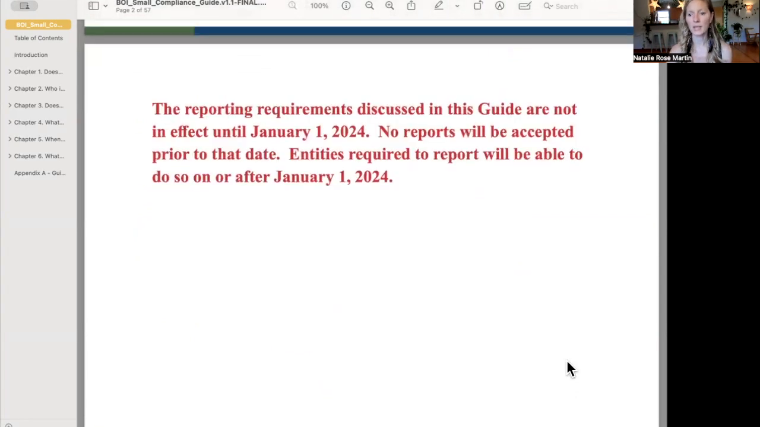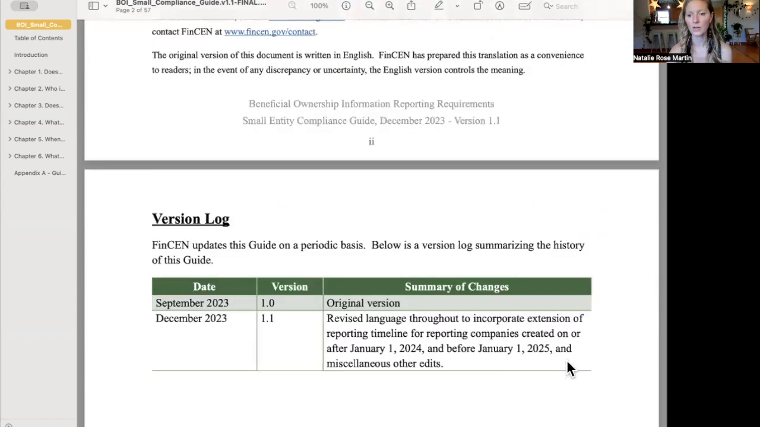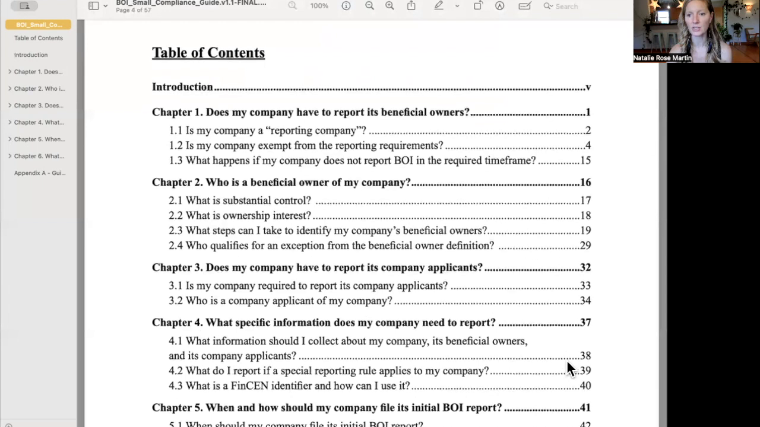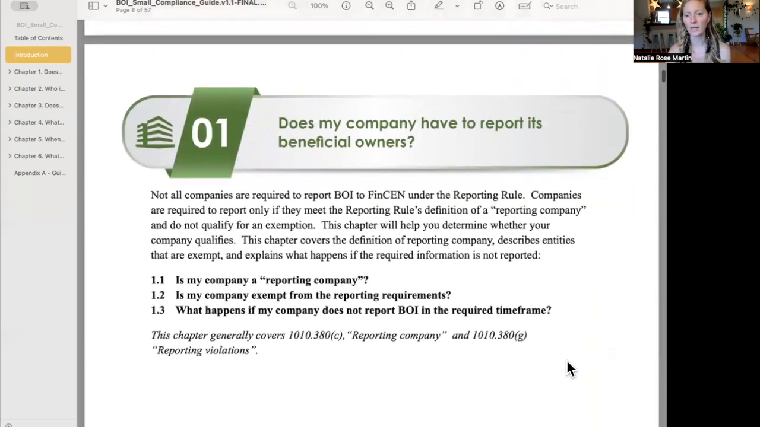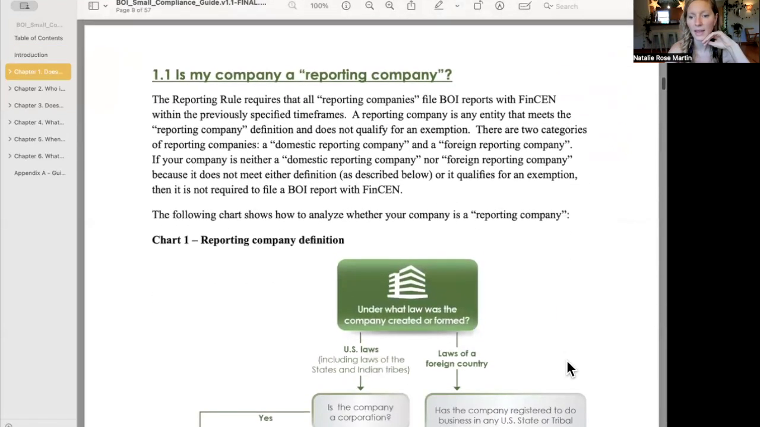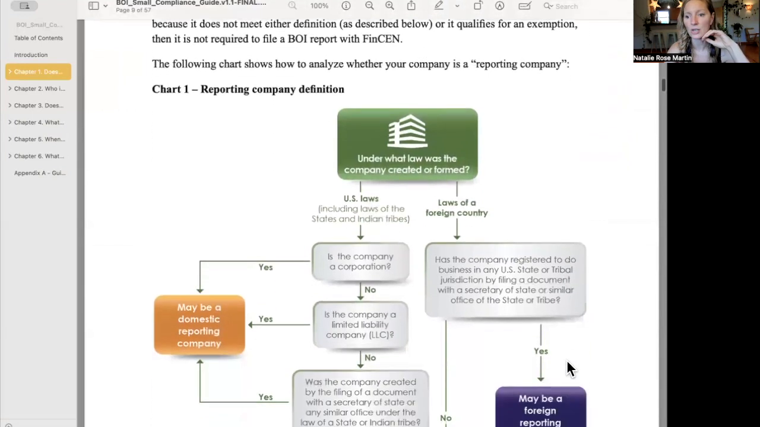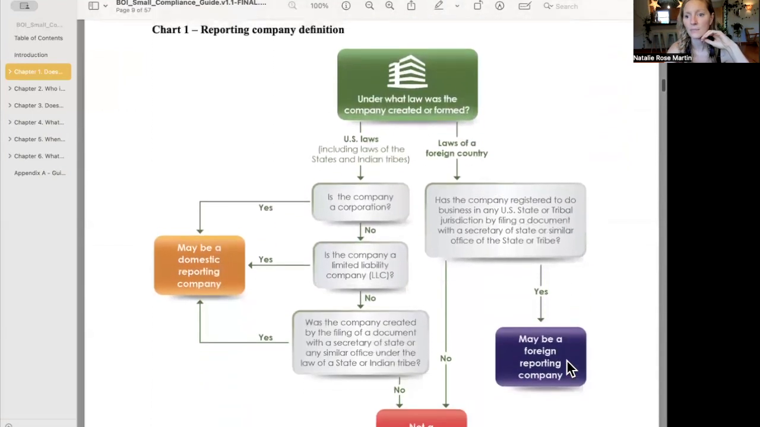So the reporting requirements are valid as of 2024. And I just scrolled right through most of this to get to chapter 1. Does my company have to report its beneficial owners? Not all companies are required to report beneficial owner information to FinCEN under the reporting rule. And we want to find out if my company is a reporting company. And they have this handy dandy chart right here.